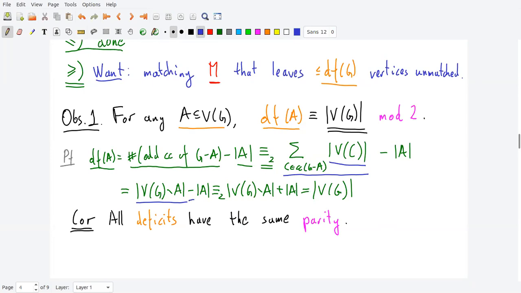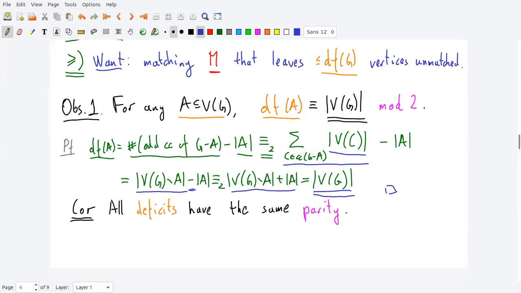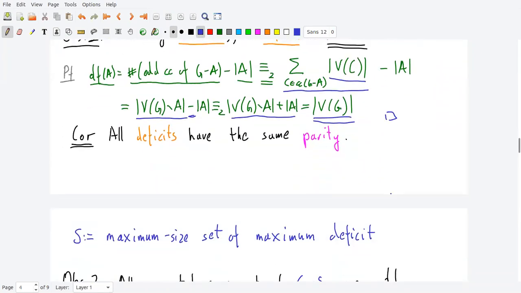Now minus and plus are the same modulo 2. So we've got this, and in total, we've got n, the number of vertices. Right, so we have just concluded that all the deficits have the same parity. So this will be helpful at some point later.